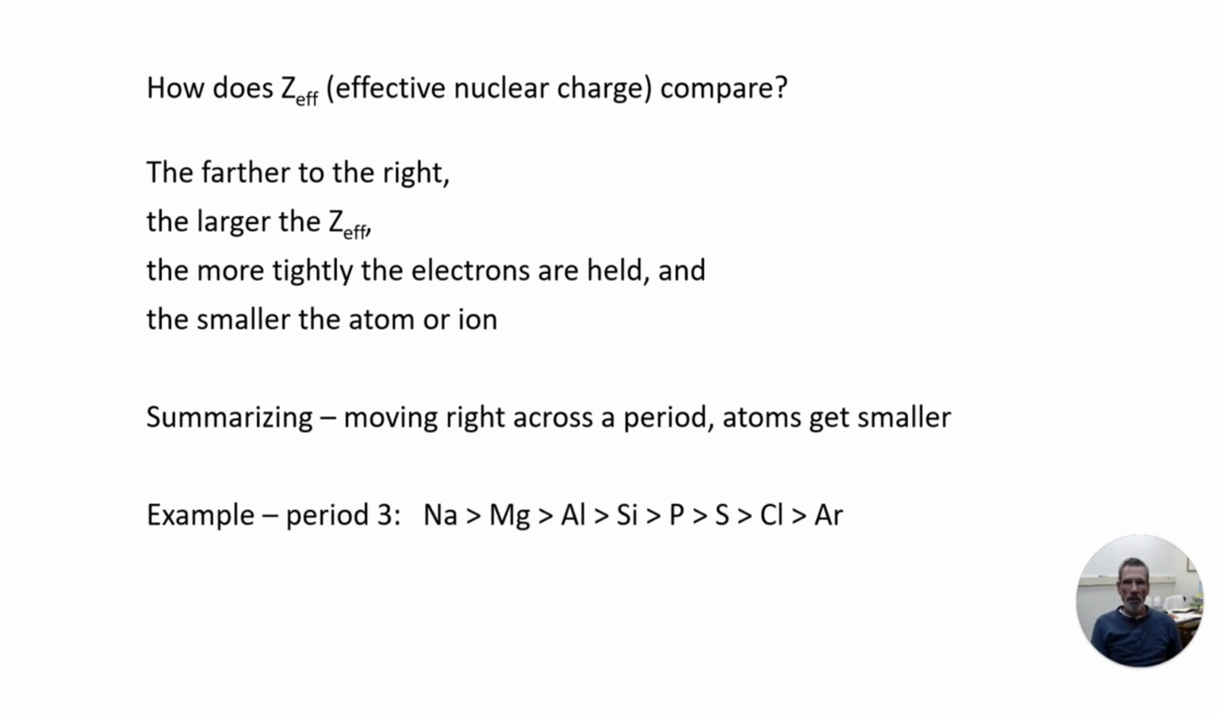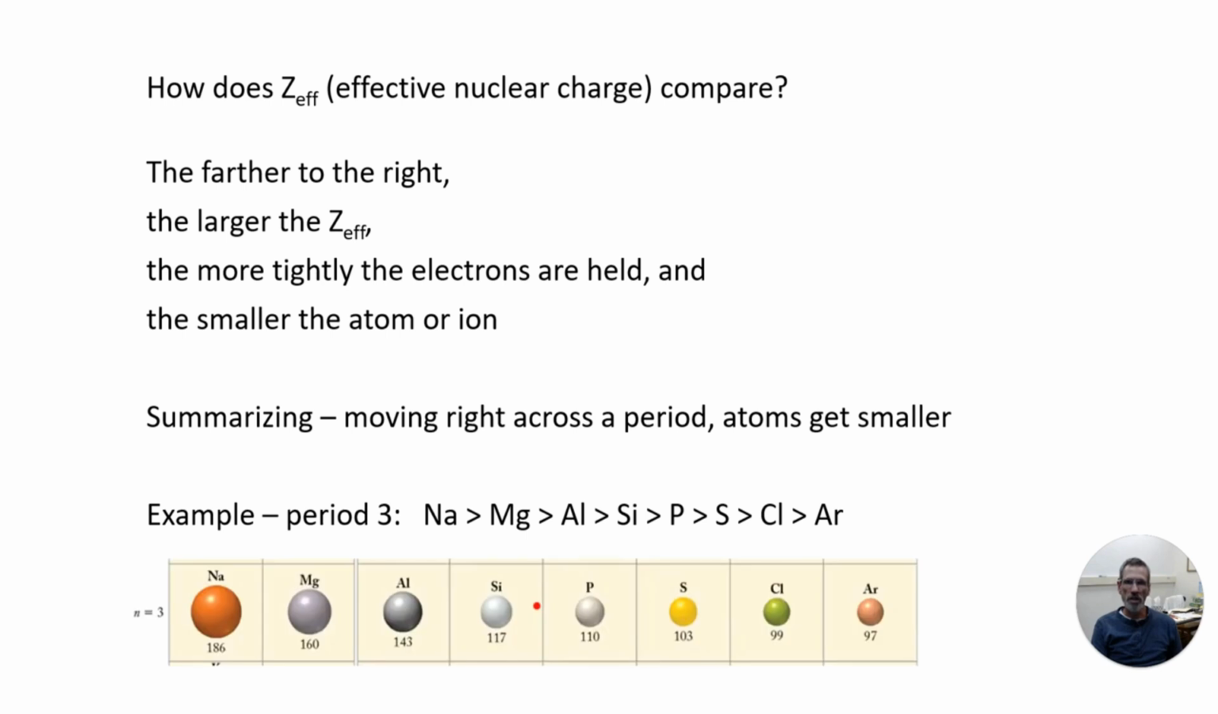If we examine the atoms that are in period 3, beginning with sodium, we see that as we move to the right across the period all the way over to argon, we get smaller and smaller. And we can see that in this size comparison from your textbook.